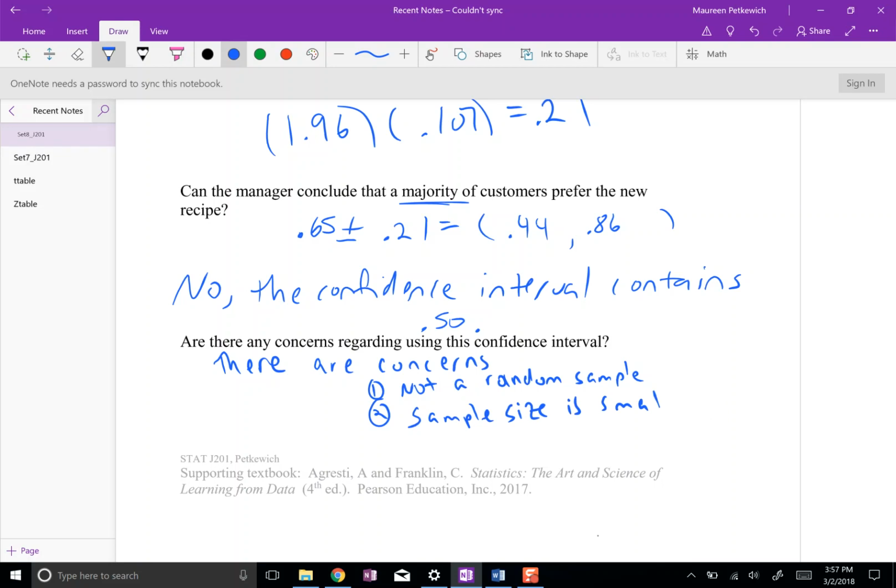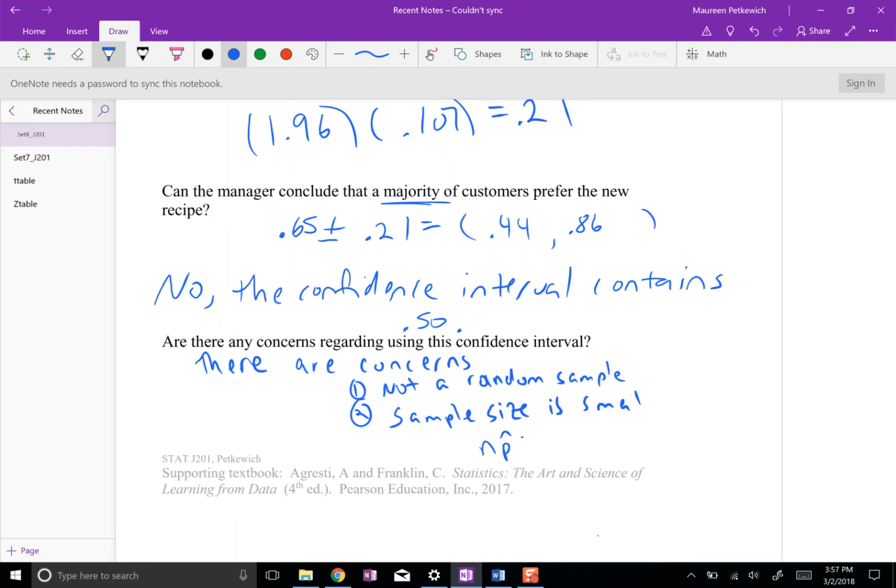The sample size is small. Remember, we need n times p hat and n times 1 minus p hat to both be at least 15. But here I have n times p hat equals 20 times 0.65, which is 12. That is less than 15, so this assumption does not check out. That's an issue. We can still construct the confidence interval, but we are just going to be cautious with interpreting it and putting weight on the interpretation since these two conditions were not met.